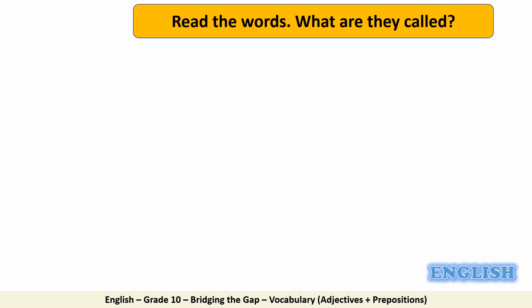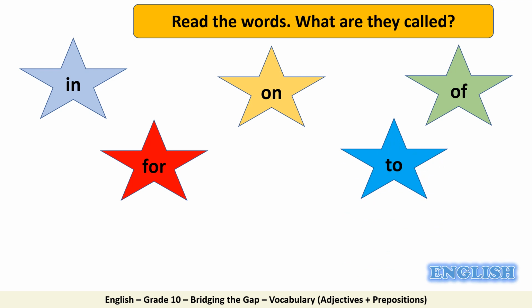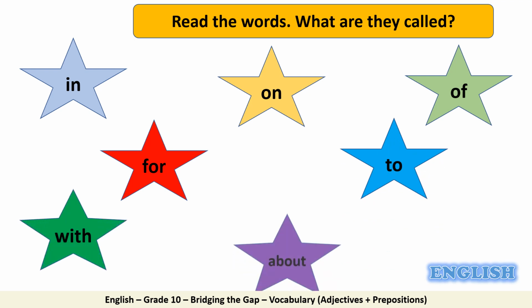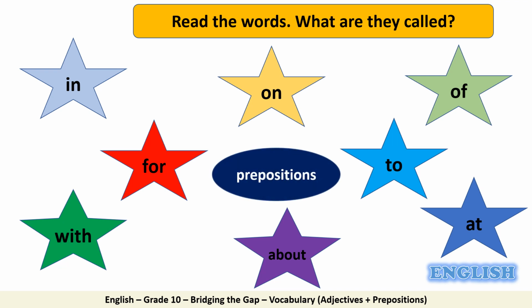Now let's move on to our second objective. I want you to read the words in each star and tell me what are they called. So I'm sure many of you know the correct answer. These words in, on, of, for, to, with, about, at, they are known as prepositions.